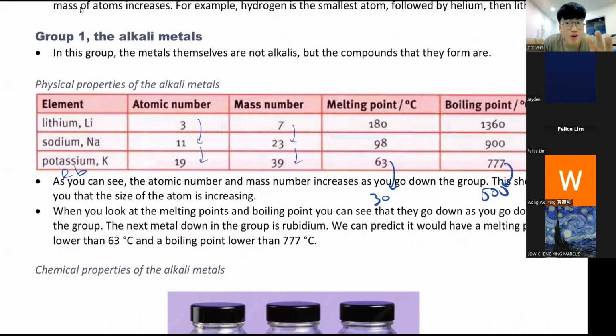In the exam, they will ask you to predict. They will tell you, oh, rubidium is below potassium. What is its melting point? What is its boiling point? They will ask you to guess. So from the trend, you can know this will definitely decrease. So this is your alkaline metal.